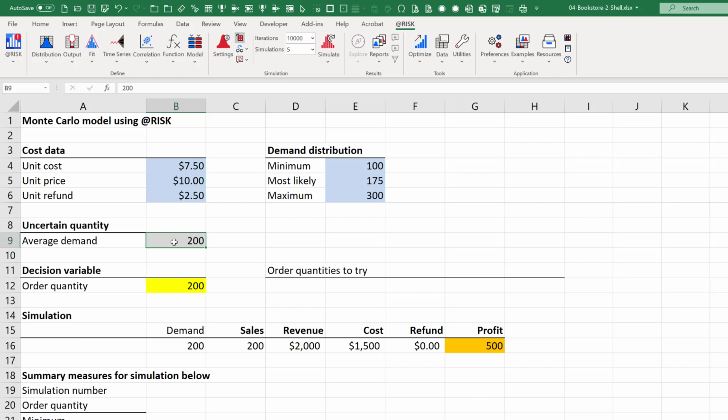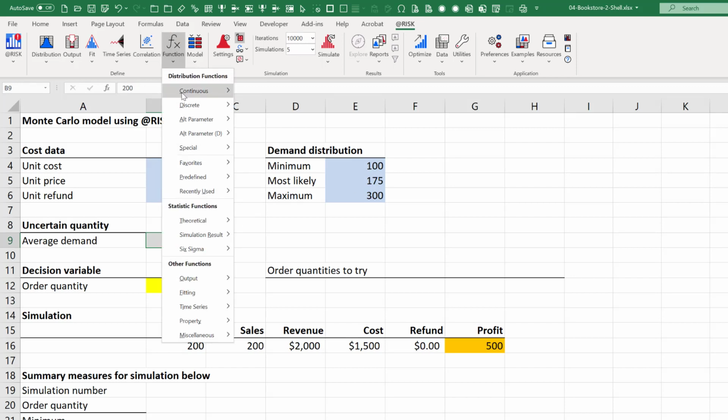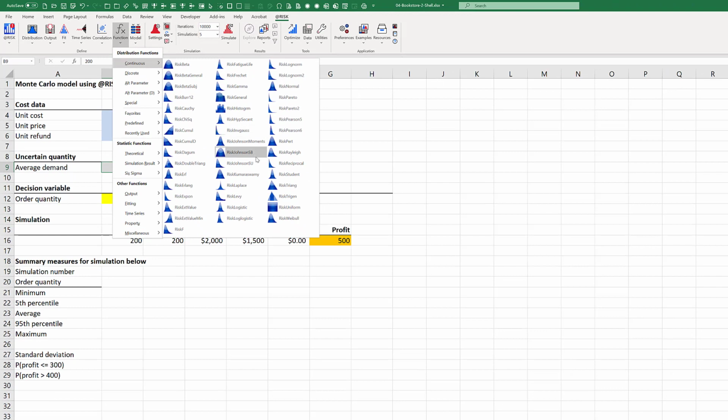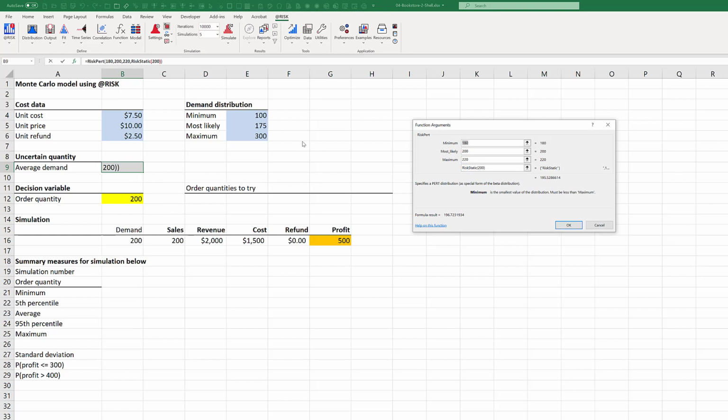So now we're going to set up a probability distribution for average demand using the PERT distribution that we have defined here. So select that cell, function, look for RiskPert, right there. Minimum, most likely, and maximum. And we will take that off.